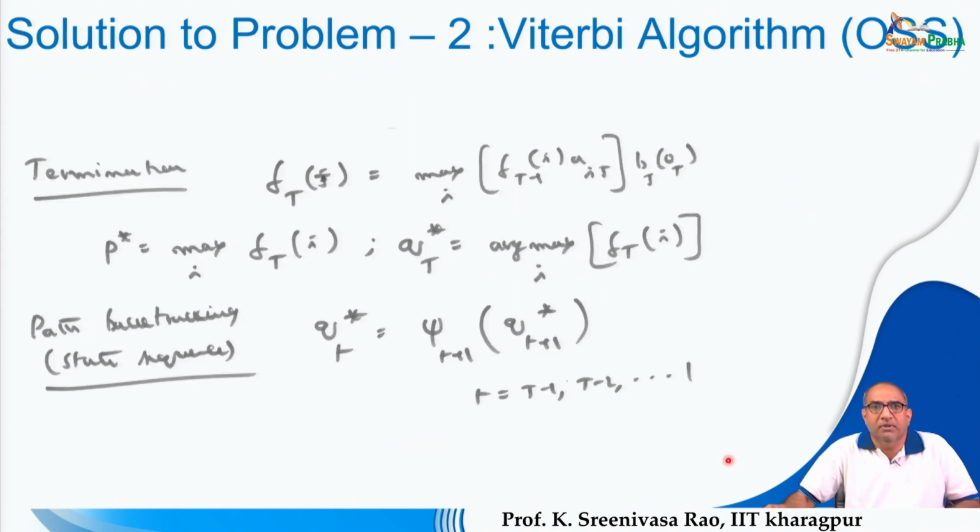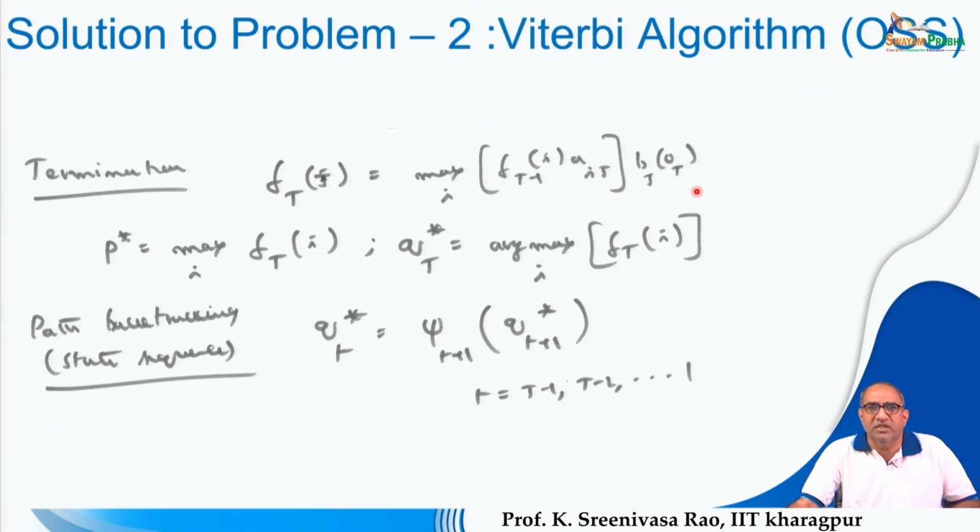And so, based on that way, if you keep on computing that, then finally you reach the delta T of j, delta capital T of j. It means that we are reaching the end, and that delta capital T of j is nothing but the same recursion: max over i of delta t minus 1 of i, a i j, into b j of o t.